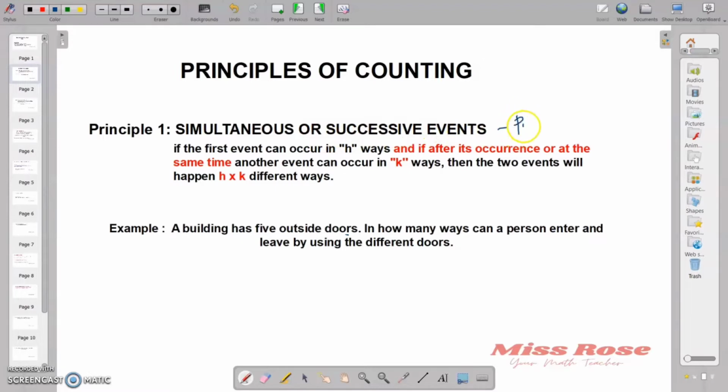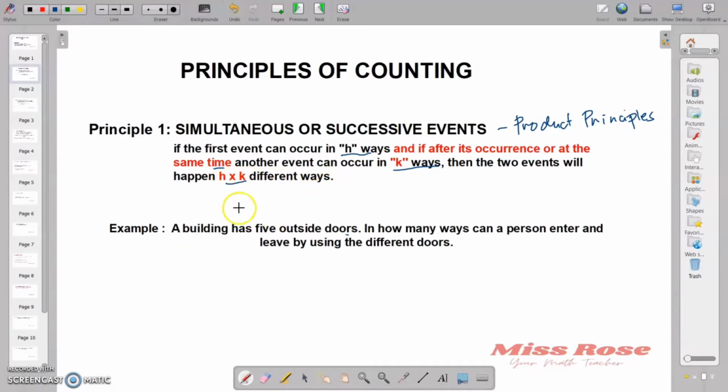Otherwise, this is the product principle. In simultaneous or successive events, or the product principle, if the first event can occur in h ways, and after the occurrence or at the same time, another event can occur in k ways, then the two events will happen h times k different ways.